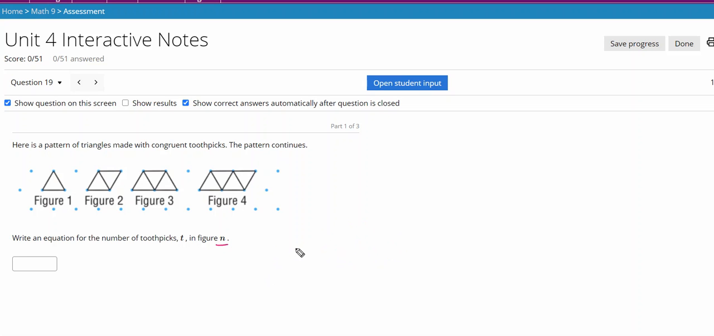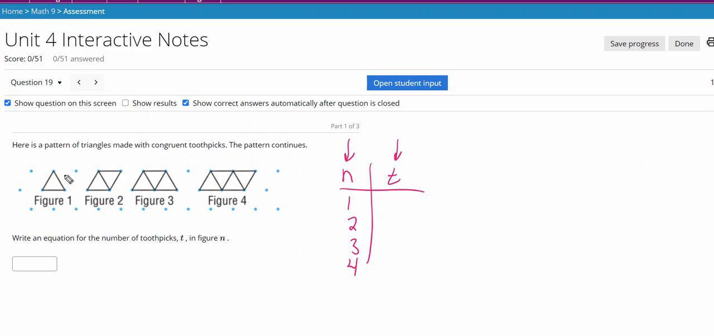But to get you guys going, a good place to start would be to write down a table like we had before. If our n is our figure number and our t is the number of toothpicks, then our n is our input and our t is our output, right? So let's throw some of these numbers in here. For figure number, so far we have 1, 2, 3, and 4.